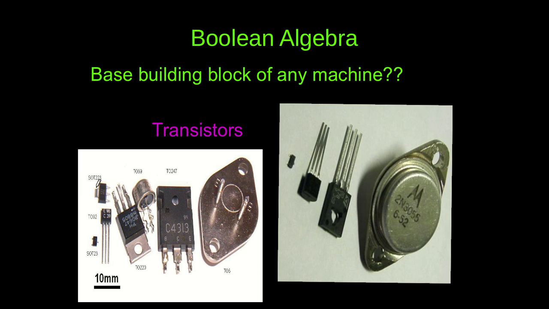Here are some types of transistors. We can see the size. This is really small, this is even smaller, and those get bigger and bigger and bigger.